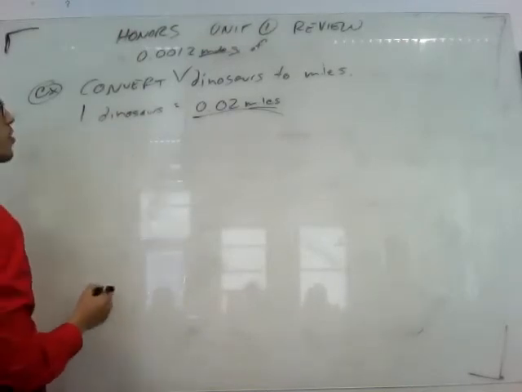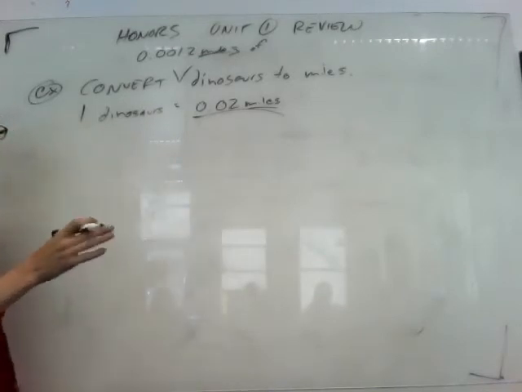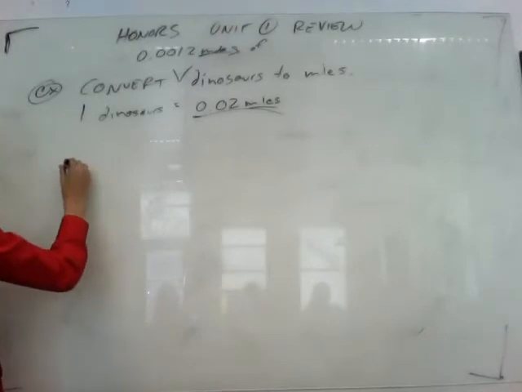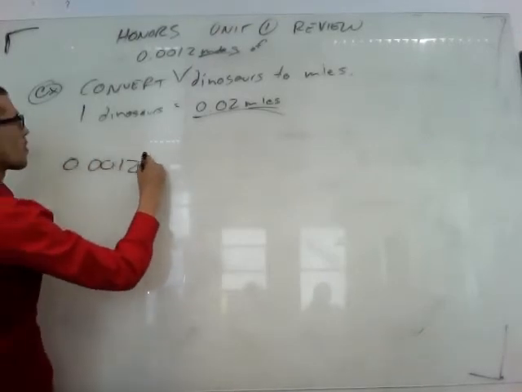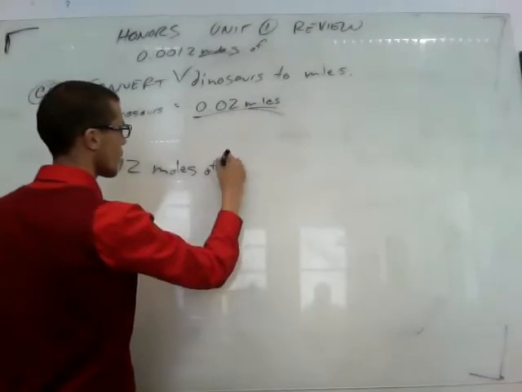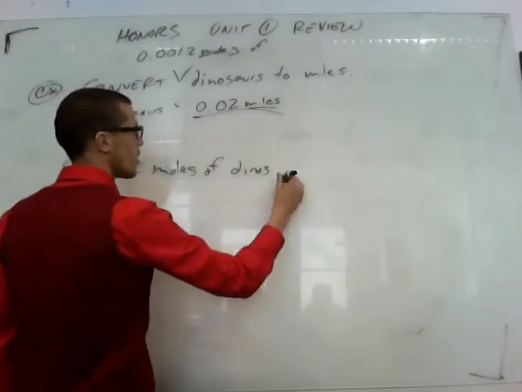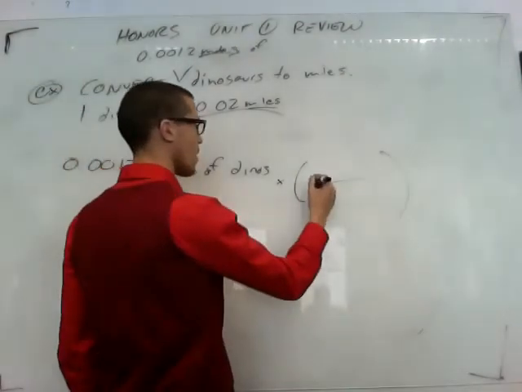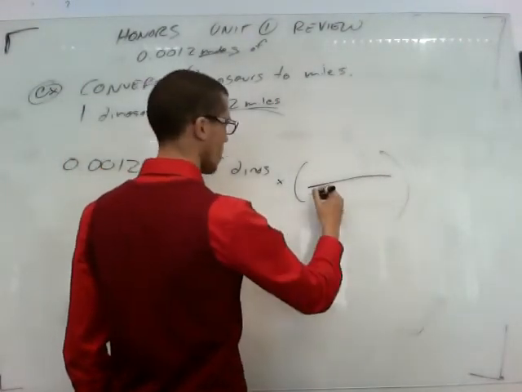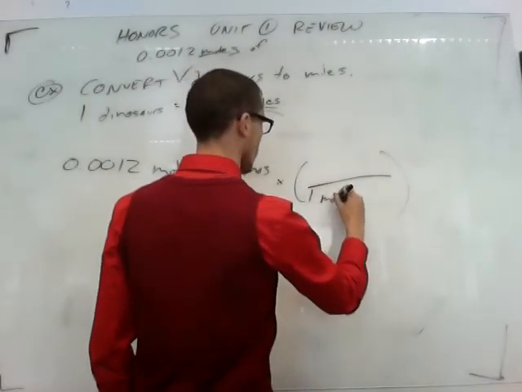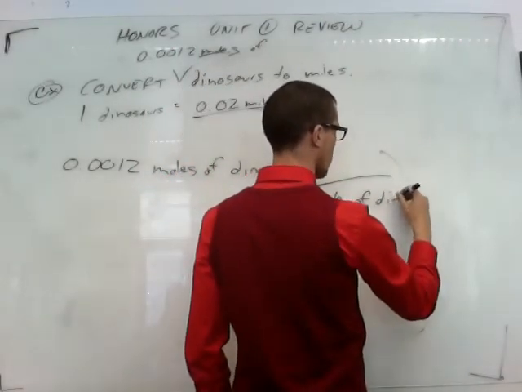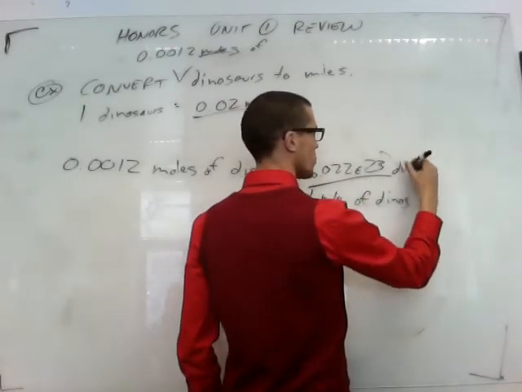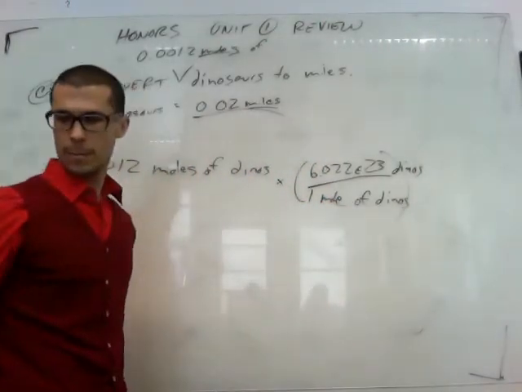First, we need to change this moles of dinosaurs into just plain dinosaurs, into the number of dinosaurs that we're dealing with here. So we take that many moles of dinos first. And we put what on the top or what on the bottom? Moles on the bottom. That's right. We put 1 mole of dinos on the bottom. We put 6.022 times 10 to the 23rd dinos on the top.